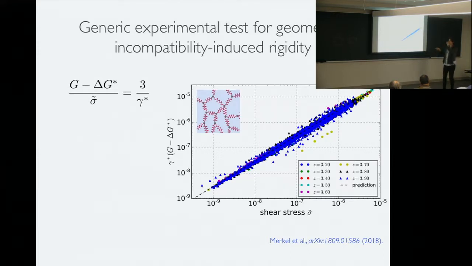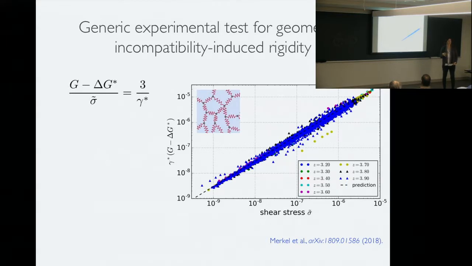And one of the really cool things that drops out of this scaling analysis is that there's a thing that you can look at, and I'm not going to go into all the details, but you can look at it in experiments as basically the shear modulus minus the jump in the shear modulus at the critical point, divided by the shear stress at the critical point and the critical strain at the critical point. And if you make this combination of numbers, this scaling theory predicts that there's a coefficient of 3. So it's not an exponent now, but it's a coefficient. And if your system has that coefficient, then the onset of the shear stiffening is driven by geometric incompatibility.